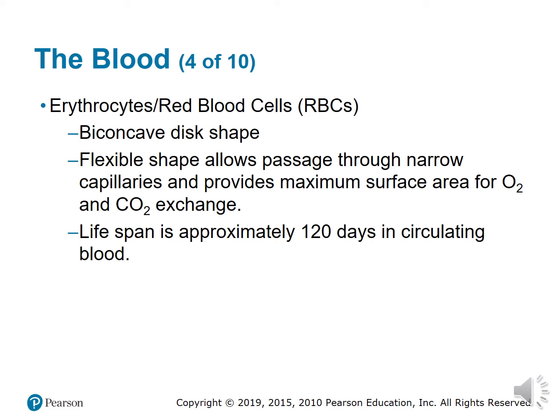Your erythrocytes, red blood cells or RBCs, have a biconcave disc shape. The flexible shape allows passage through narrow capillaries and provides maximum surface area for oxygen and CO2 exchange. Lifespan is approximately 120 days in circulating blood. So simply what that means is that your RBCs will die after 120 days.